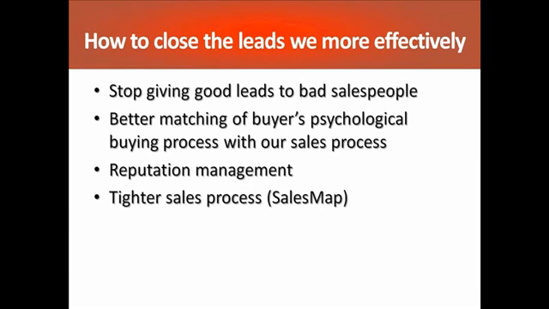Well, there's several things that we're going to do, 4 of them in fact. Number 1, let's stop giving good leads to bad salespeople. I'll get into this in detail, but this is a huge problem that I think we underestimate the size and magnitude of how much money we're wasting giving quality leads to non-quality salespeople. Secondly, better matching our process to the buyer's psychological process. The third, reputation management and creating a tighter sales process.